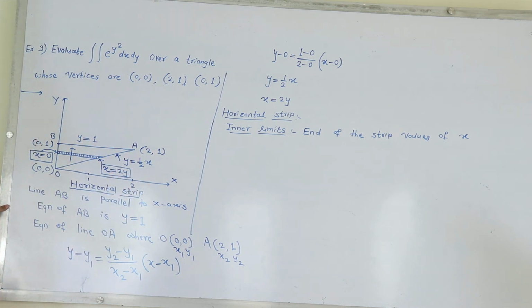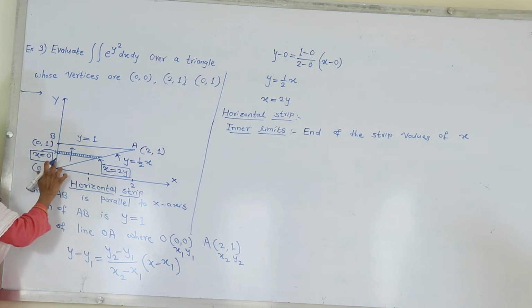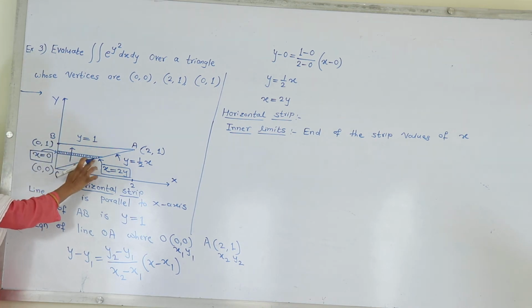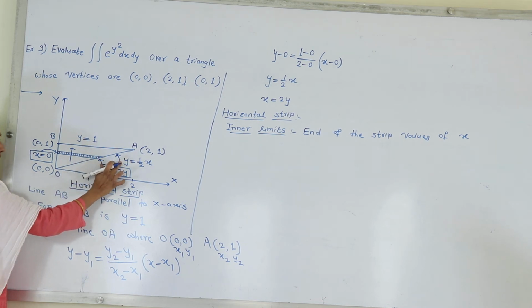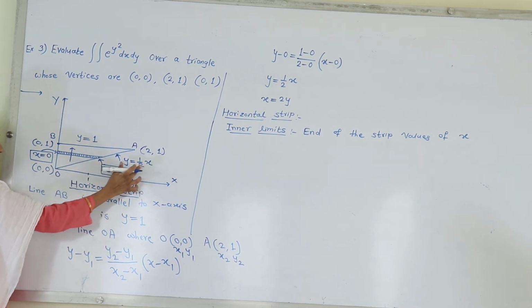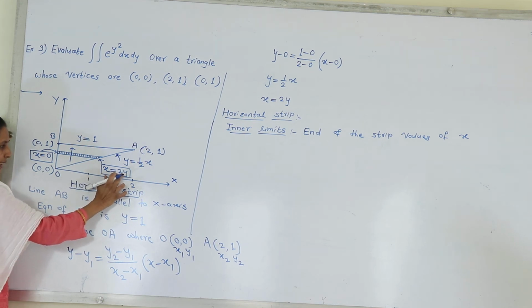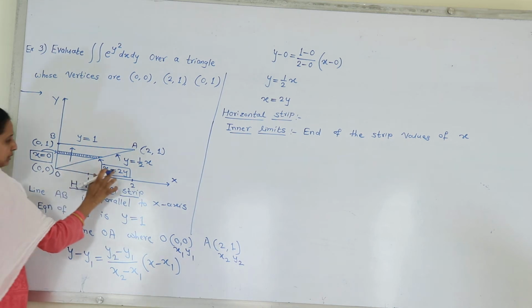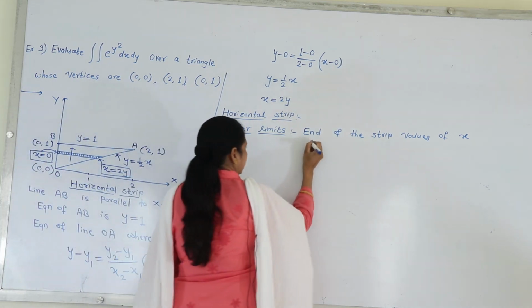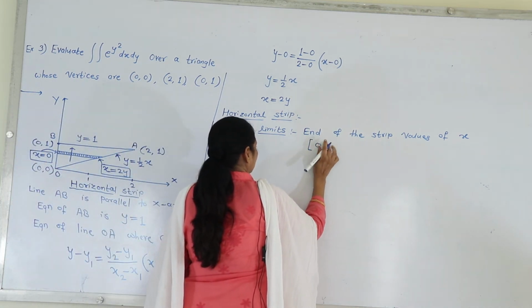Once again, inner limits in horizontal strip means first end of the strip, which is on the y-axis, but the value of x is 0. So x is equal to 0. So 0 is the lower limit. Second end of the strip is on straight line OA. Equation of line OA is y is equal to 1/2 x, then x is equal to 2y. At both ends of the strip, values of x are 0 and 2y. That means limits are 0 to 2y.